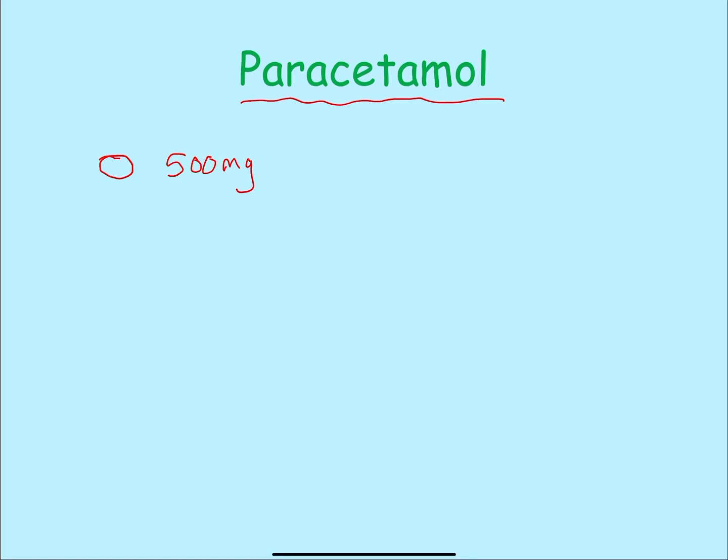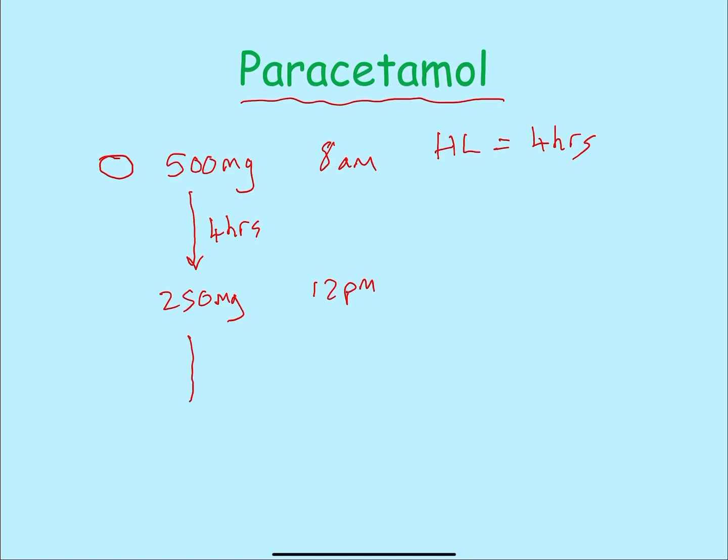So you take one of those, say at 8 AM. The half-life of paracetamol is roughly 4 hours. So after 4 hours, you're going to have 250 milligrams of that still in your body. So at midday. After another 4 hours, so at 4 PM, you're not going to have zero, it constantly halves. So now you're going to have 125 milligrams at 4 PM.